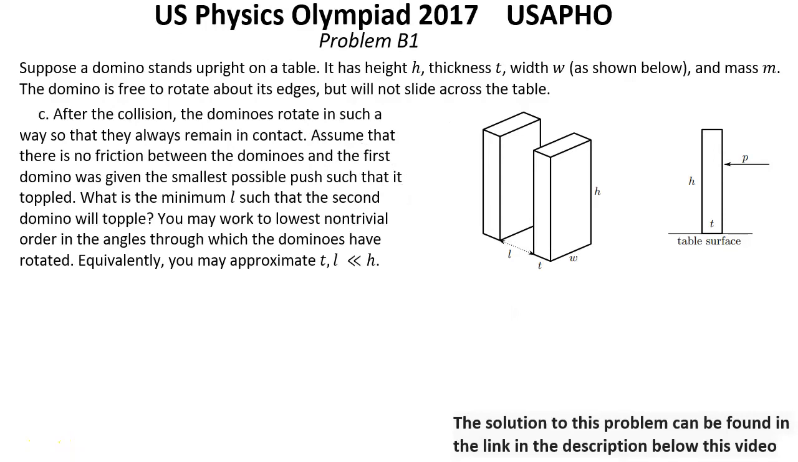Question C. After the collision, the dominoes rotate in such a way that they always remain in contact. Assume that there is no friction between the dominoes and the first domino was given the smallest possible push such that it toppled. What is the minimum L such that the second domino will topple? You may work to lowest non-trivial order in the angles through which the dominoes have rotated. Equivalently, you may approximate that L is much less than H.